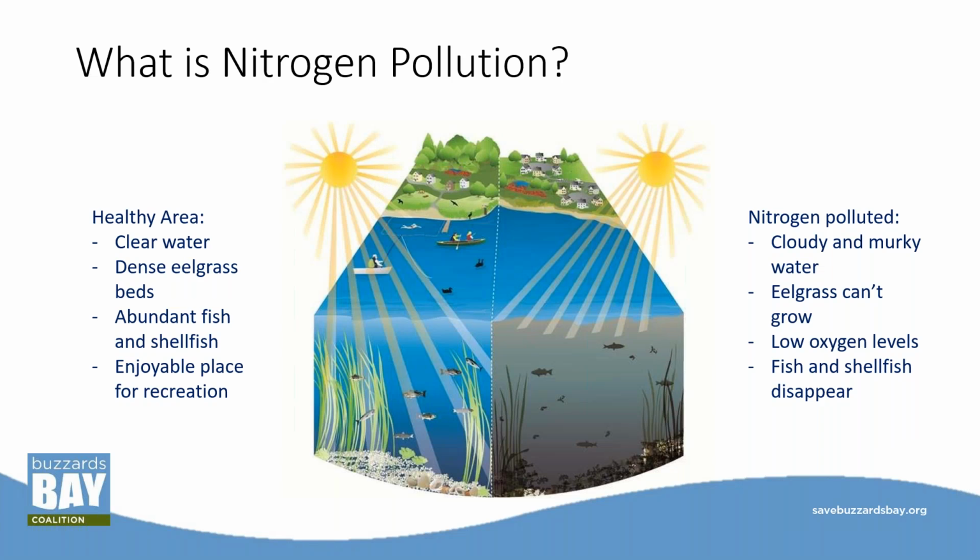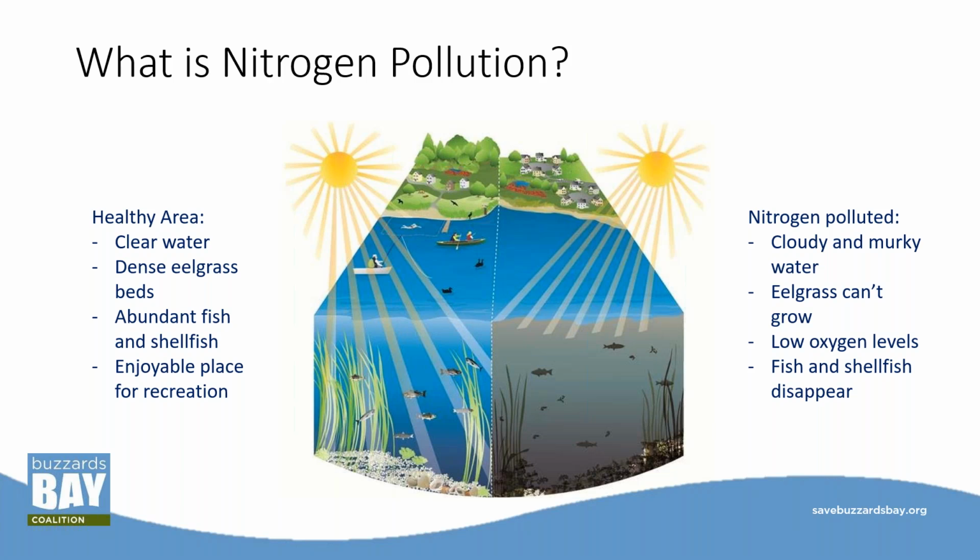Nitrogen is an essential element for life, and it's generally the limiting nutrient in coastal ecosystems. When the amount of nitrogen coming into the system is in balance, you see water quality represented on the left half of this cartoon. This is a healthy area where the nitrogen is in balance, and we have nice clear water, which allows dense eelgrass beds to flourish, abundant fish and shellfish, and it's a place that's pleasant to get out in and enjoy.